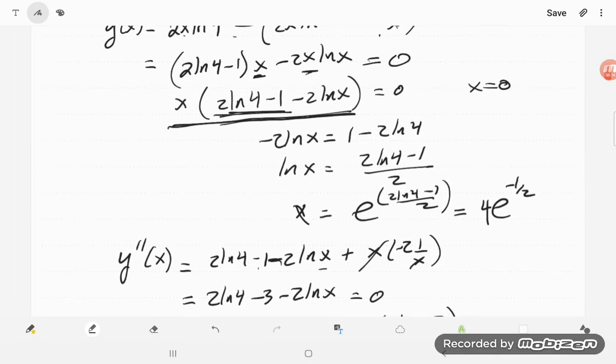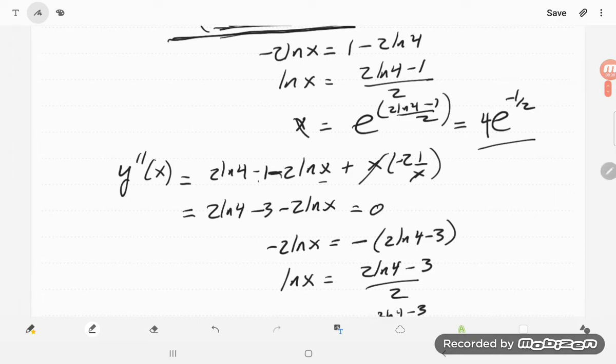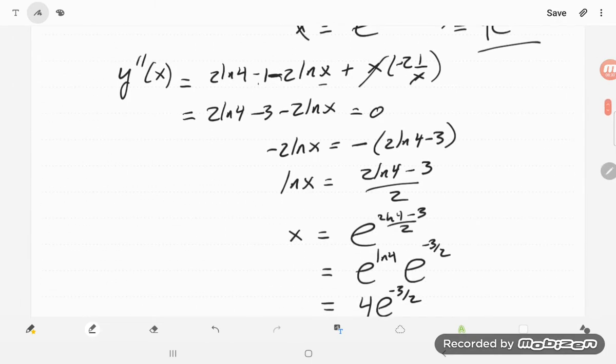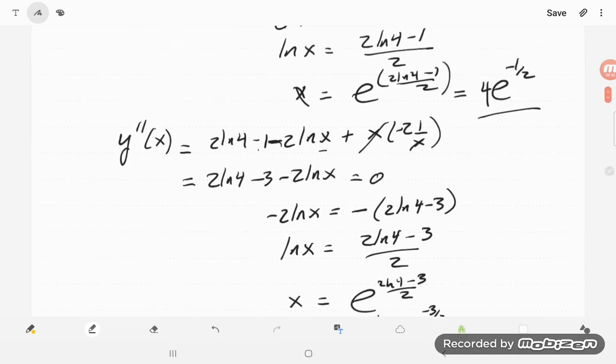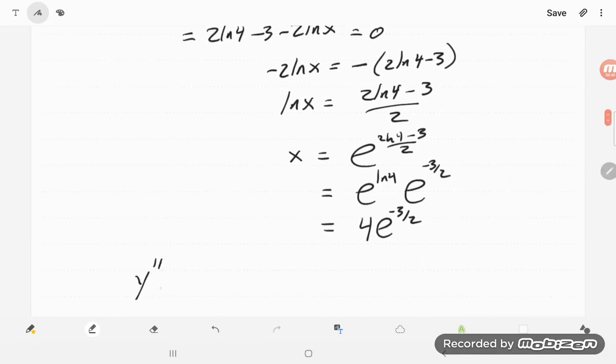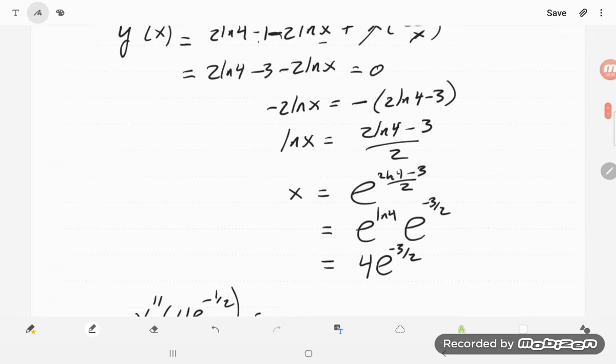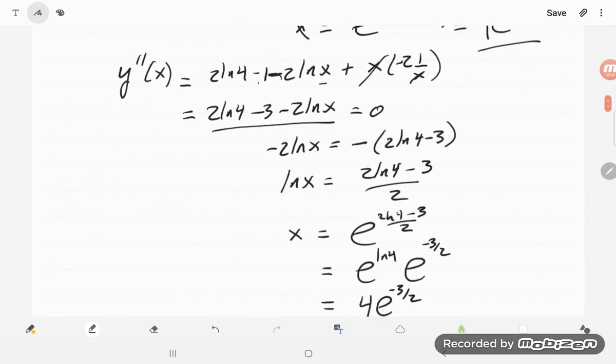Now the question is, okay, can I place that into the second derivative to determine positive or negative for y double prime? Whew, that's getting to be long, isn't it? Okay, so let me try y double prime of, was that 4e to the negative 1 half? And that is equal to, well, let's see. So I guess we had that.